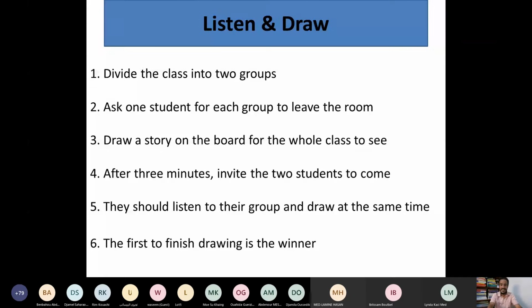So number five, they should listen to their group and draw at the same time. The first to finish drawing is the winner. And you will see that there is much fun, much learning, and we improve students' skill, which is active listening. If you want, I can show you a video about this game, but if we don't have enough time, we can move on to the next slide.